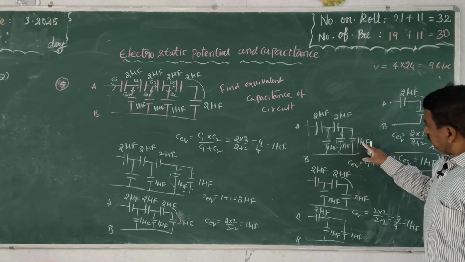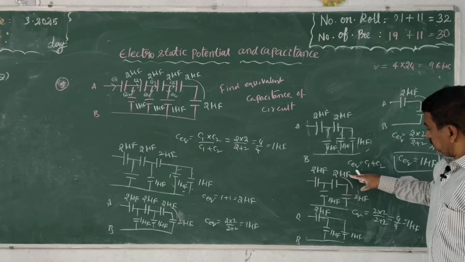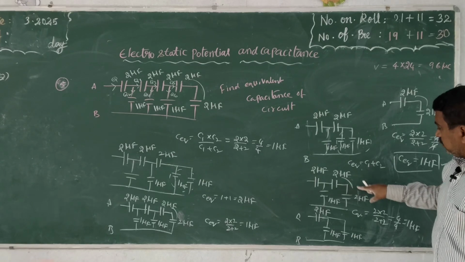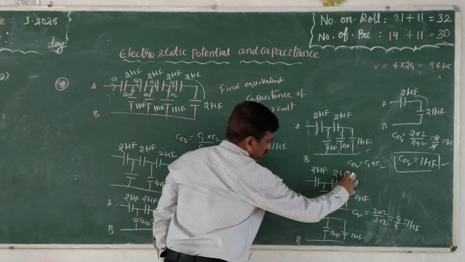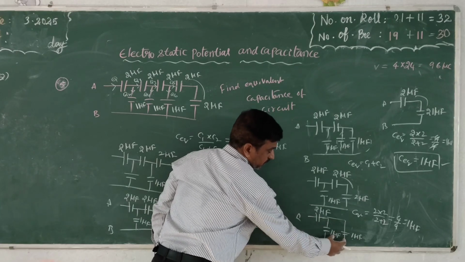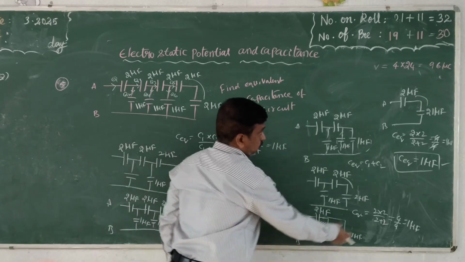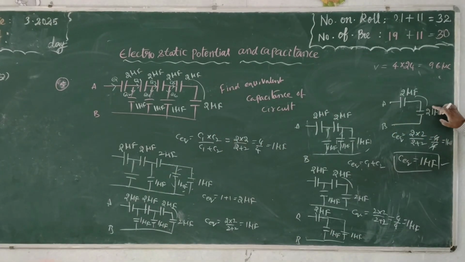So this resultant is in series with this one. Series, so C1 C2 by C1 plus C2, 1 microfarad. This resultant is parallel to this one, so 1 plus 1, 2. I write here 2 microfarads, 2 microfarads. So these two are series. Series means 2 into 2 by 2 plus 2, 1 microfarad. So finally what we get is 1 microfarad.